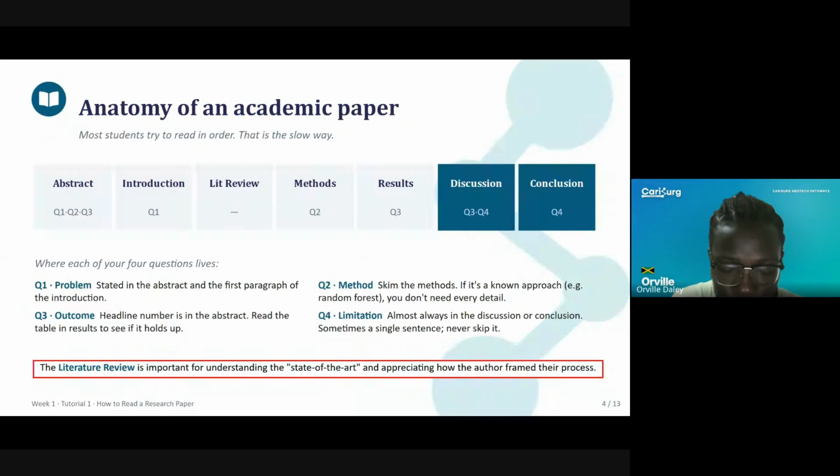Oftentimes when you're doing new research, you want to ensure you know what other people have done or what problem statements other people have made. So a literature review would show what other people have done so that you know where you're going to go after this.